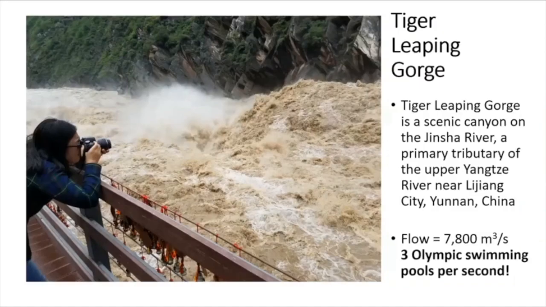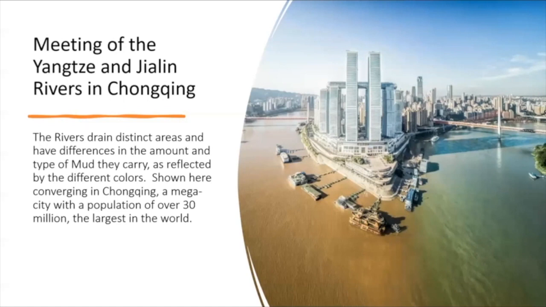So Tiger Leaping Gorge, a little bit further down from First Bend, I showed another shot of that in my very first photo. It's this tremendous volume of water moving through a very narrow gorge. And I wish I had a video to show you, but just imagine this roaring sound of a tiger as it moves through. And the volume of water and mud moving through this area is about 3 Olympic swimming pools per second. So it's a lot of water moving through there, and carrying this mud downstream.